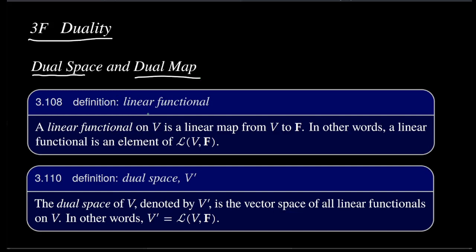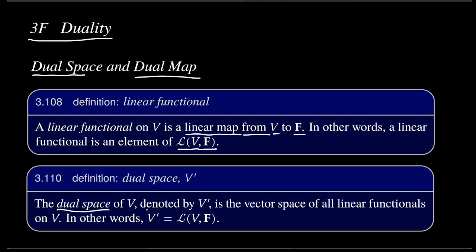Kind of a strange name since we already have an idea of a linear function. The "al" suffix is just to distinguish this from a regular linear function. It is a particular and distinguished type of them. So a linear functional on a vector space V is a linear map from V to its underlying field. So a linear functional is just an element of the space of linear maps from V to the underlying field.